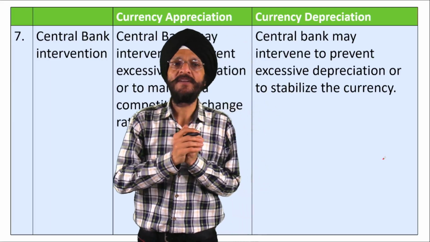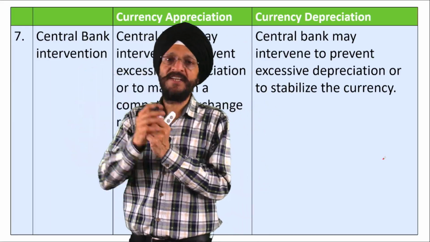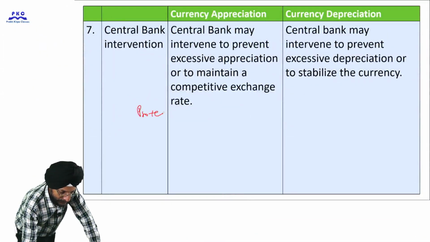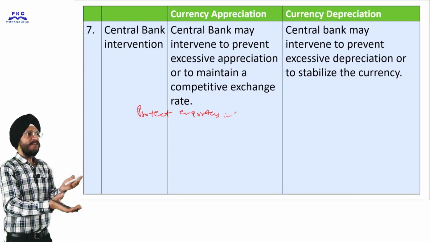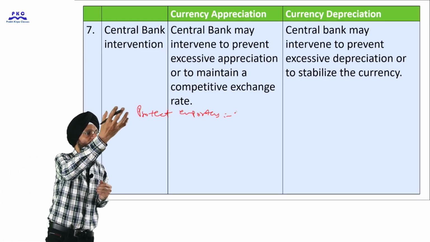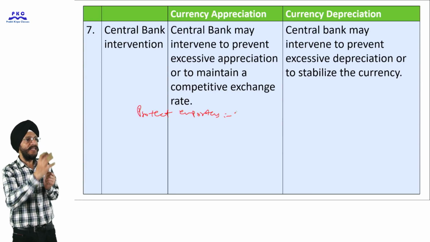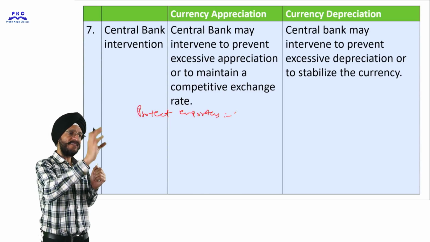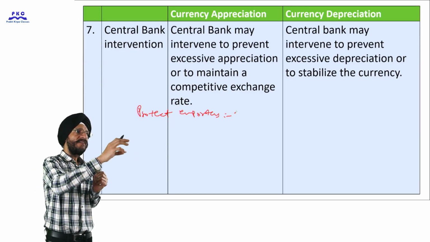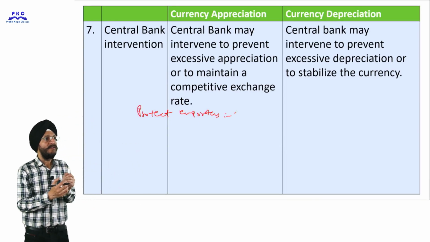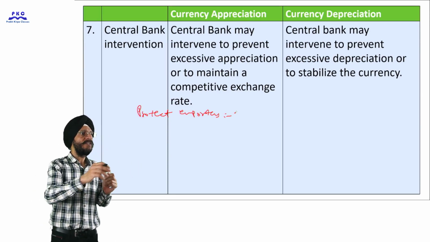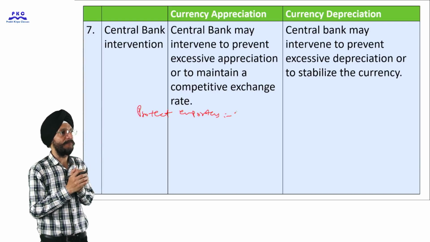The central bank may intervene to maintain a competitive exchange rate. The central bank may intervene to protect exporters. When the domestic currency of any country appreciates, then exports become expensive for foreign buyers. It adversely affects the exports of the country where the currency has appreciated. It adversely affects the export oriented units and also leads to job losses in that country.